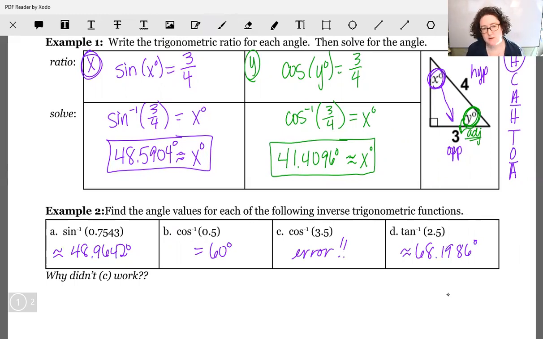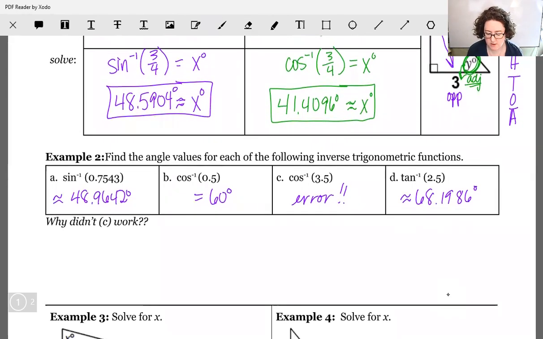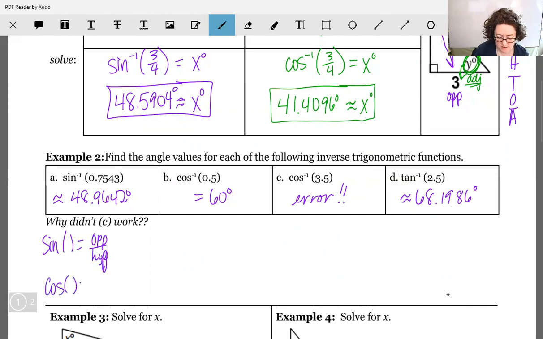So every single time we look at these problems, your sine of whatever angle is going to equal our opposite over hypotenuse. Our cosine of whatever angle is adjacent over hypotenuse. Both of these have hypotenuse in the denominator, and the hypotenuse is the biggest side of any right triangle, no matter what.